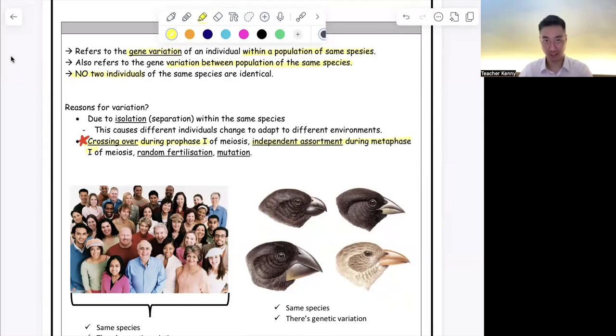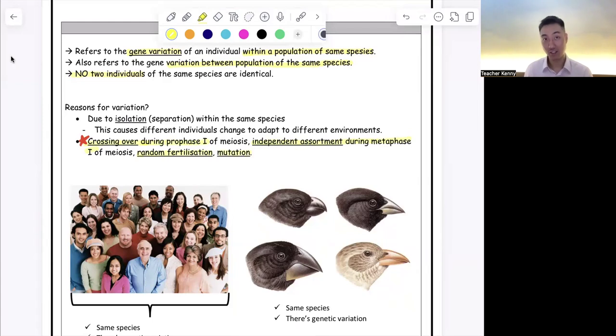Independent assortment. Independent means independently, that means they don't depend on each other. It's a simple word, suka hati, as they like. Assortment means arrangement. Basically, they can be like that, up to them, they want to arrange. Third one is what causes variation? There's random fertilization. That means any sperm can fertilize any ovum and give you a new variety. And then next one, you have mutation. Mutation, maybe radiation strike your DNA, change your DNA a little bit.